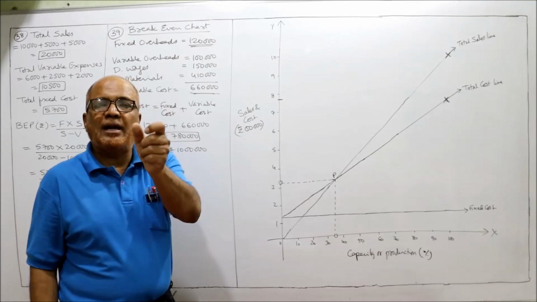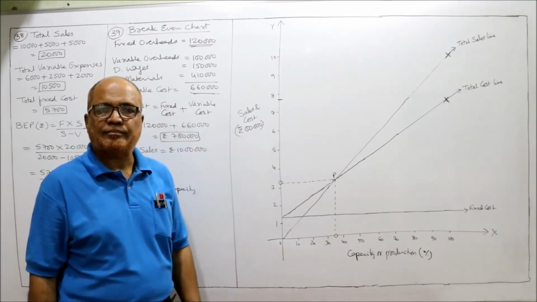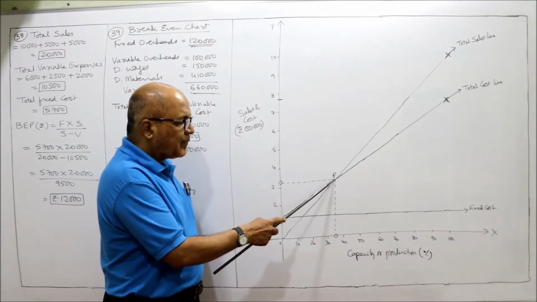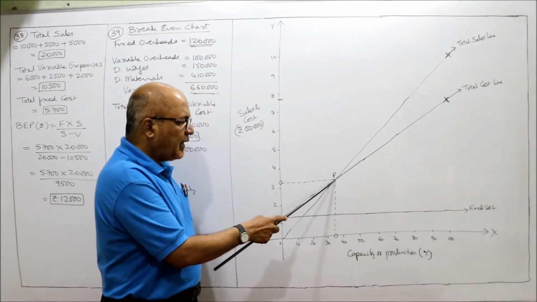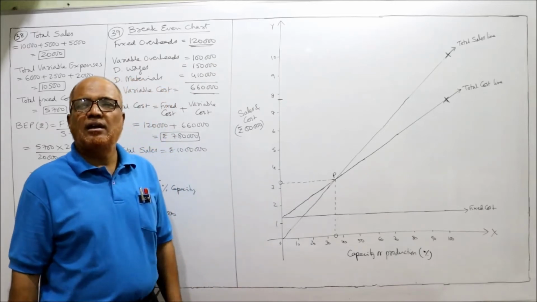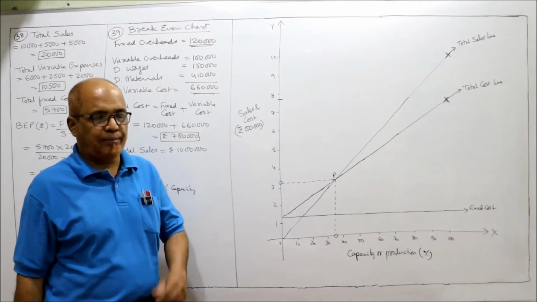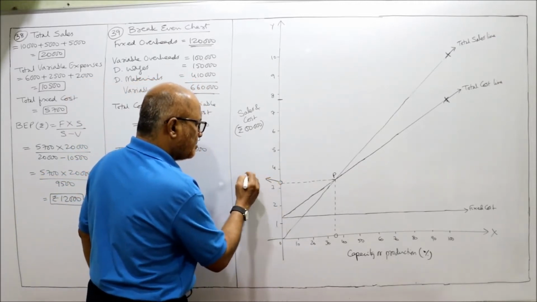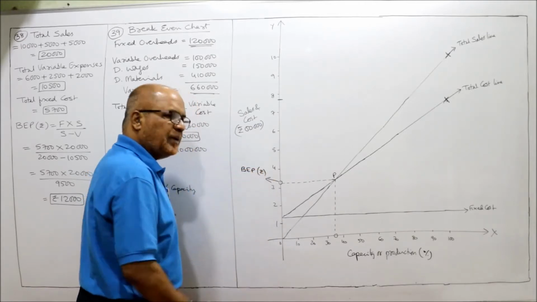Now, draw a perpendicular on the x-axis and a perpendicular on the y-axis, a straight line from the point of intersection. From P, draw a dotted line to the x-axis, and from P, draw a dotted line to the y-axis. Now, the perpendicular meeting point will give you BEP. This is the BEP in rupees.